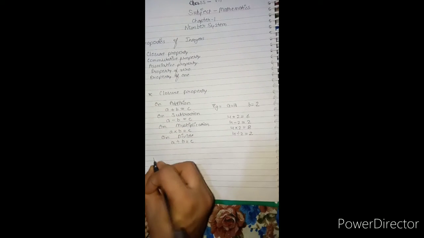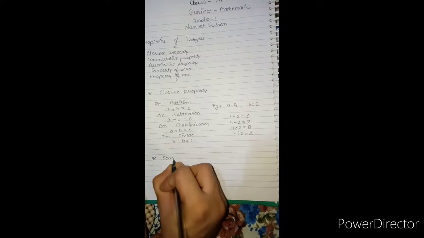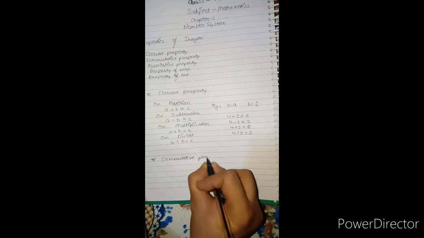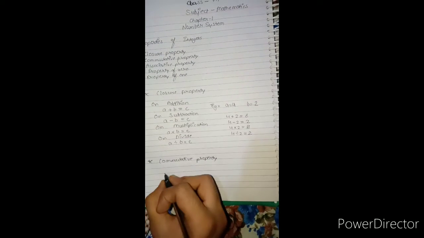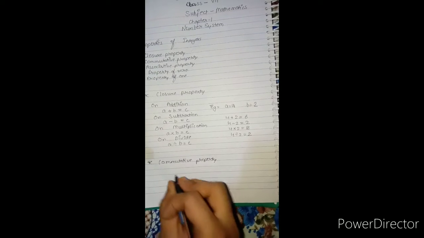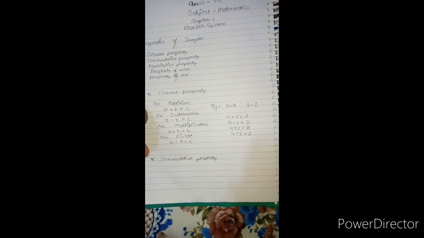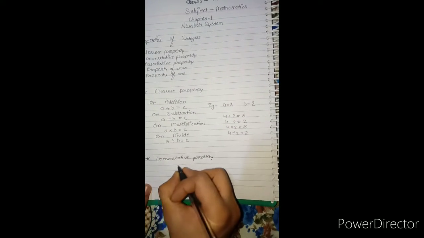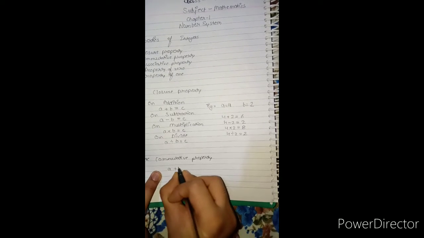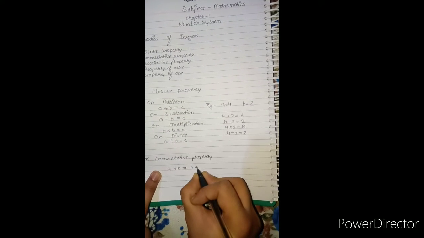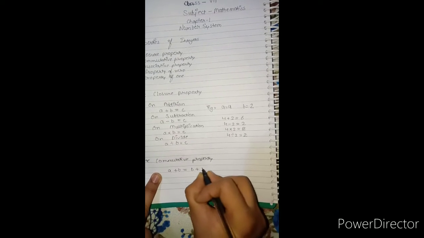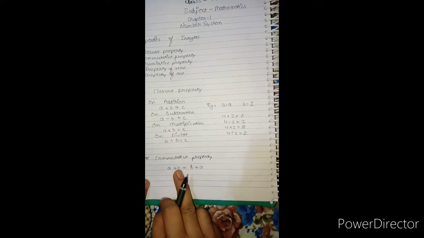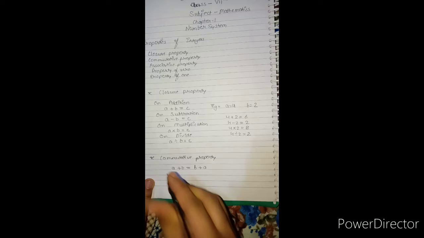Then we come to commutative property. In this, only addition and multiplication are followed, and subtraction and divide we cannot follow in this commutative property, because if we add two numbers, we get the same number on this side. Because a plus b is equal to b plus a.